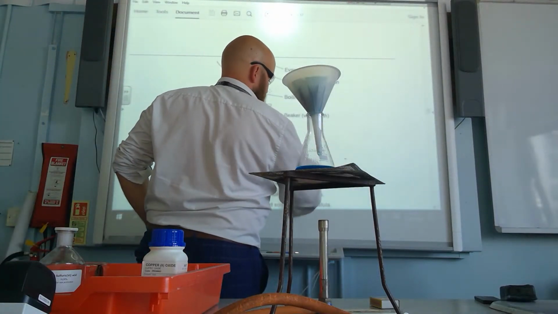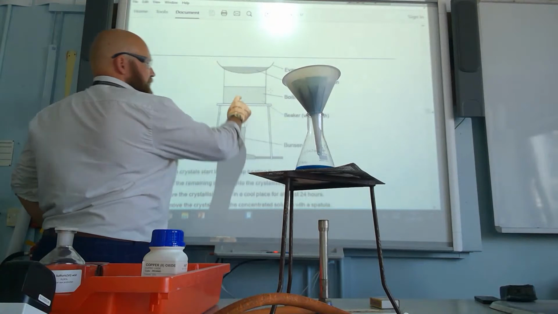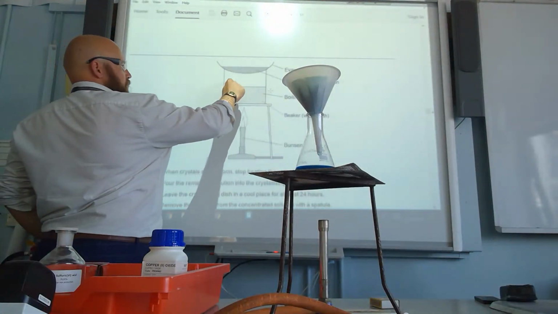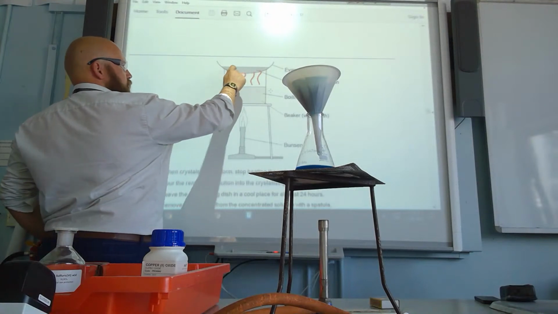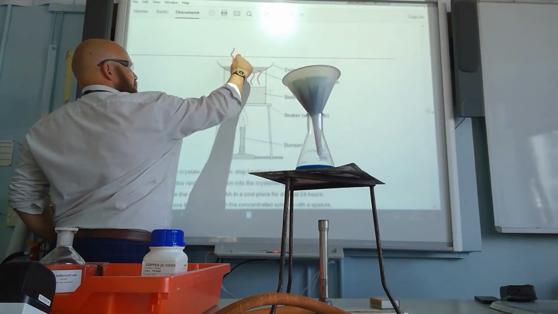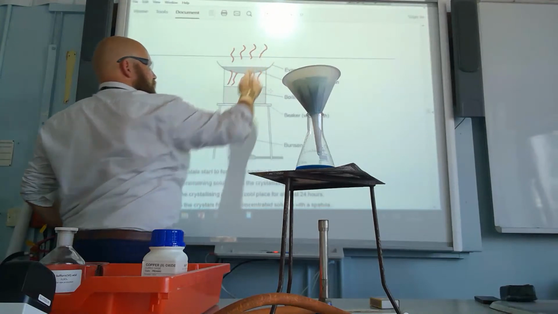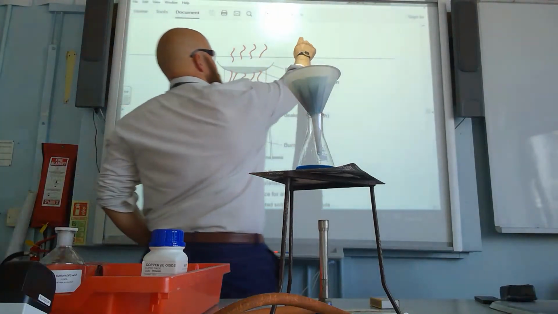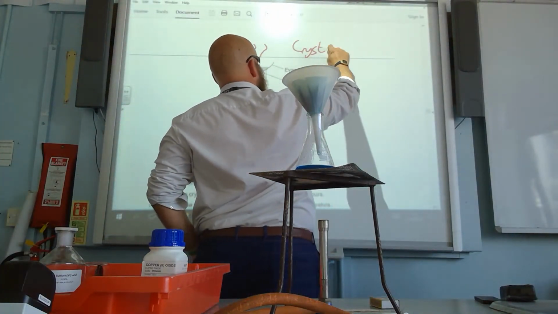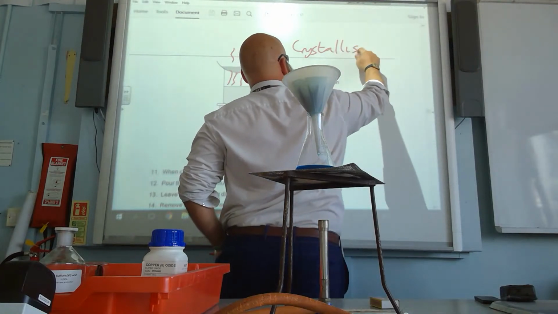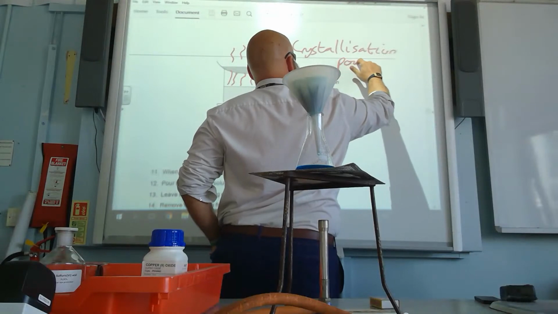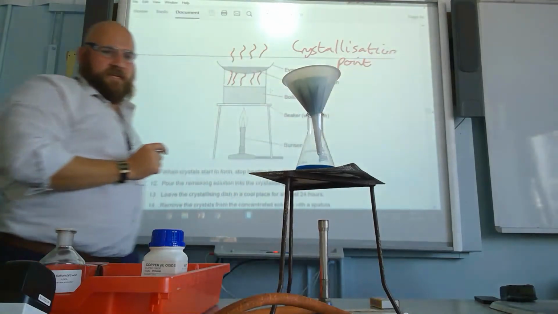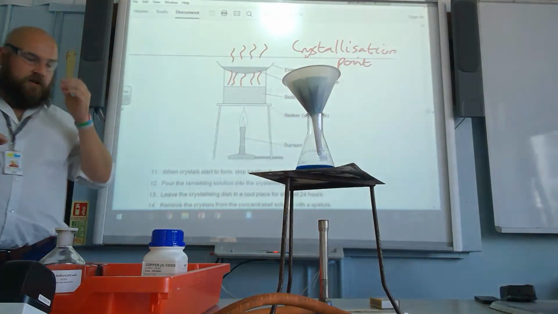So effectively, what's going to happen here is you're heating up some water. That will evaporate and become steam. The steam will rise up and cause any water in there to evaporate. And you're going to heat it until the crystallization point. So heat it until crystallization. That's when the first crystal appears. So just heat it until you first see a crystal. So again, I'll try and demonstrate that.